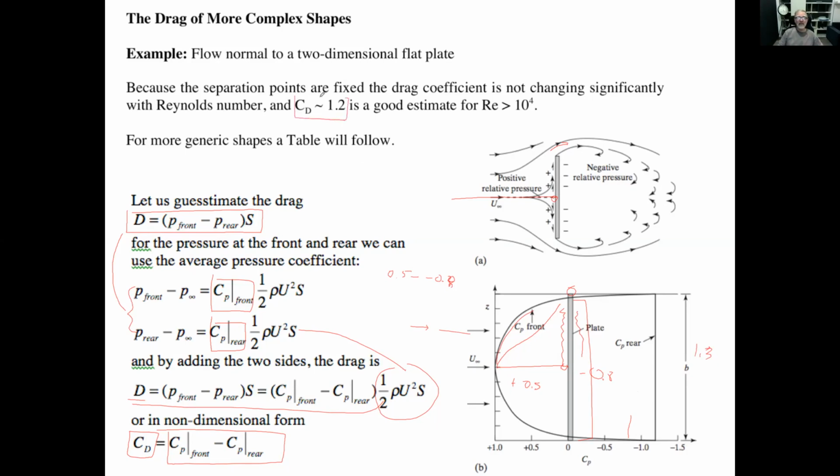And then something else is that this is not going to change too much with the Reynolds number because the flow separation is always going to be here. It may change a little bit, but not much. So if I look at a flat plate and I say, oh, C_D is 1.2, I'm going to be pretty accurate, more than in the case of the cylinder. In the cylinder, it changes with Reynolds number. Here it is not changing because the flow is pretty much separated.